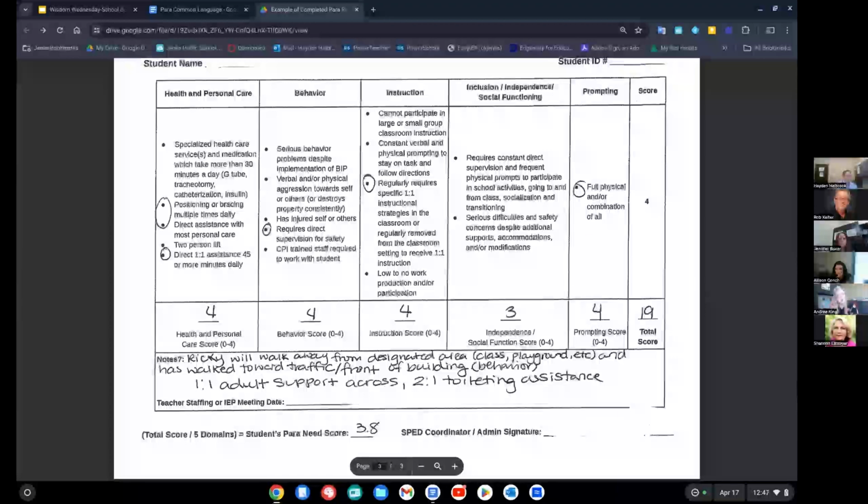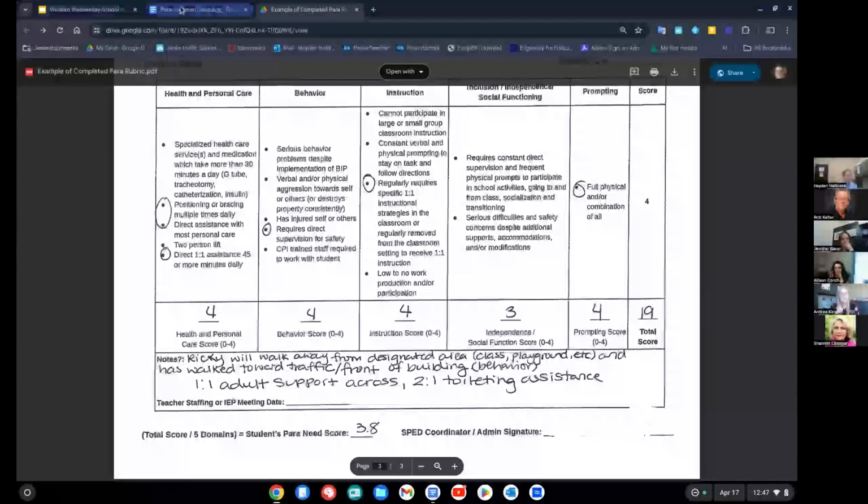So we've added a note section at the bottom. And that's really to help the next team and also document where the student is currently needing support, if applicable. So this student, they determine needs 1-to-1 adult support across all school settings throughout the school day, and then 2-to-1 when it comes to toileting. So that's where you can make those notes, Andrea.